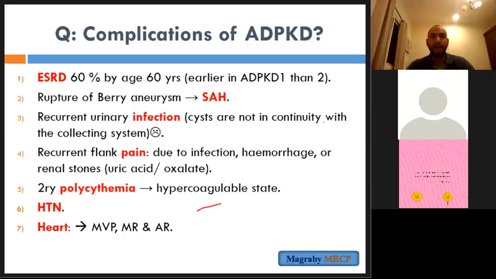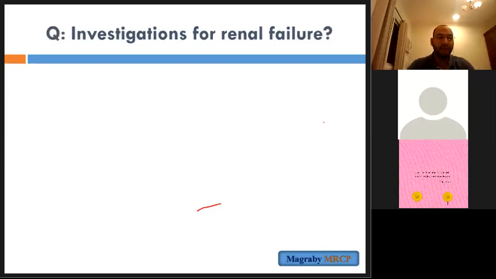Let's go to the investigations you need to do for any patient who has renal failure. Basically we have to see the potassium level, the ABG, creatinine, urea, CBC for anemia, then calcium, phosphate, parathyroid hormone, urine routine, ultrasound abdomen, and renal Doppler.